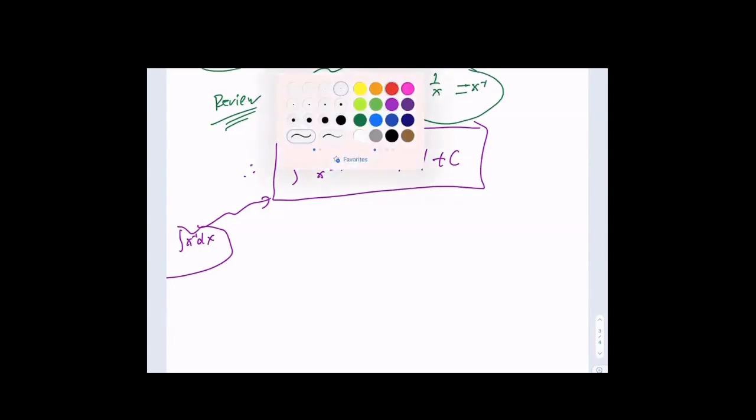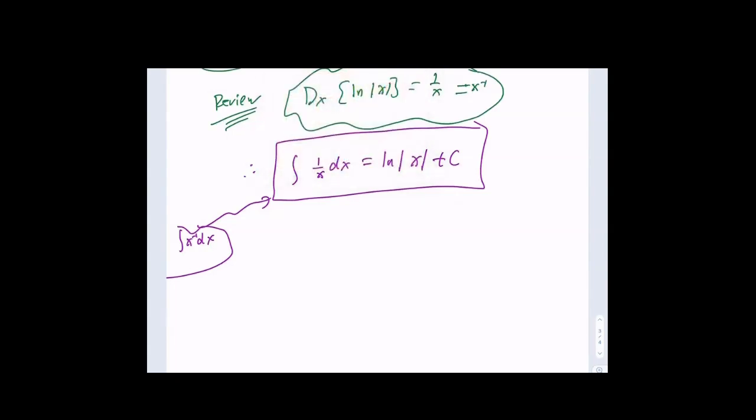The absolute value is very important because for 1 over x, the domain is all real numbers except x equals 0, so the integral would be natural log absolute value of x. We have to have those absolute value symbols there. If you don't on the AP exam, this does happen on a free response question almost every year. If you forget those absolute value symbols, you'll get it wrong.